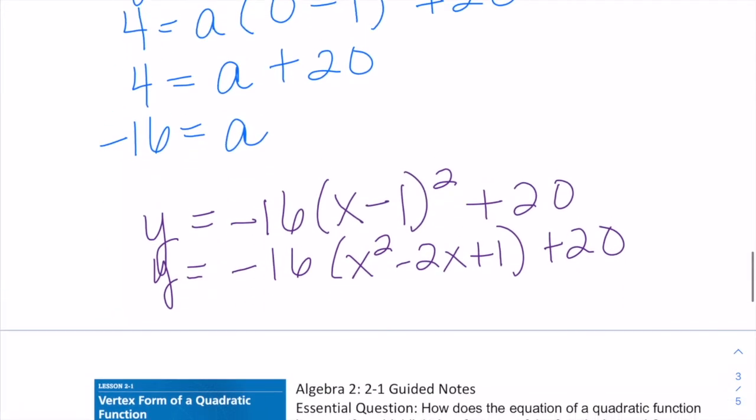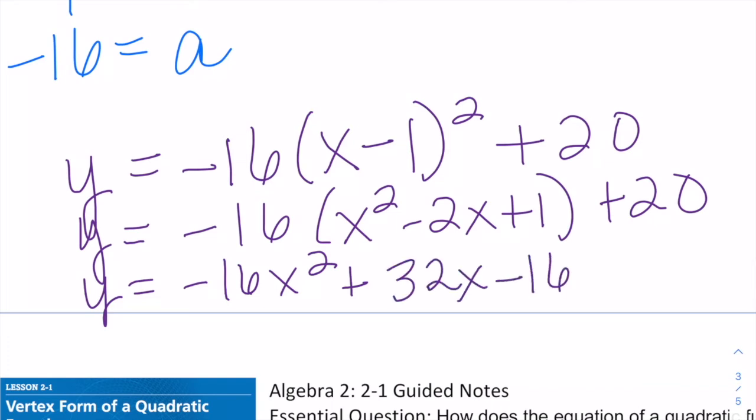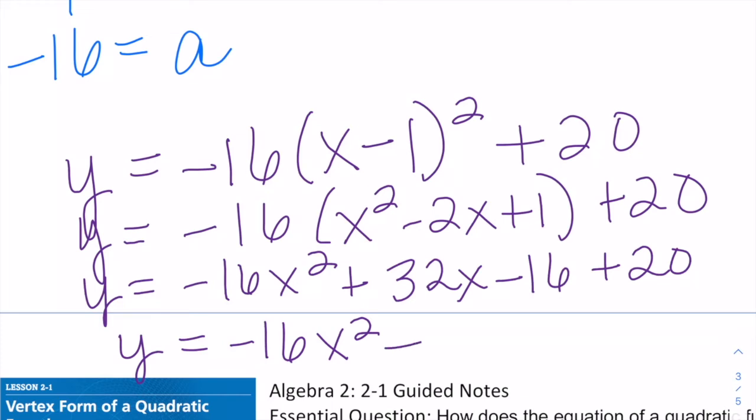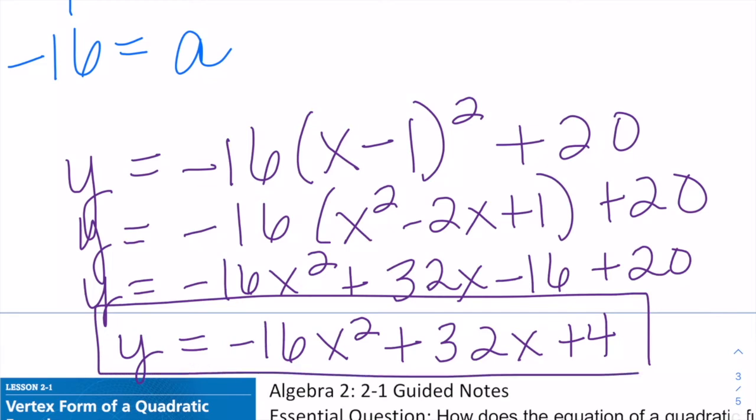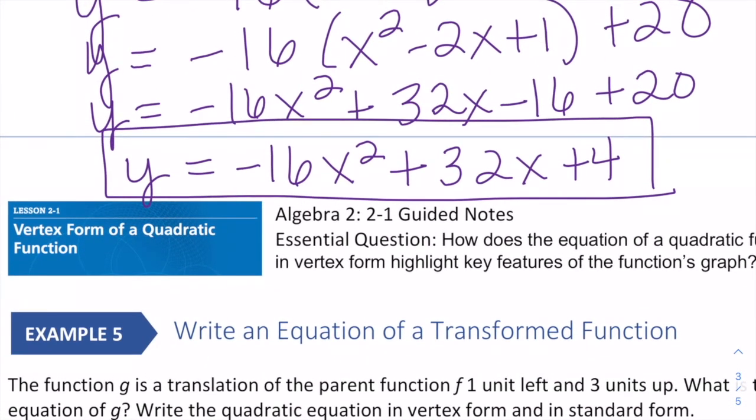I'm going to distribute the -16, so it's going to be -16x squared plus 32x minus 16, and then I can add the 20. So my final answer will be -16x squared plus 32x plus 4. So we're okay with the equation in vertex form up here. I think we're good with solving for that, or we have to solve for a. But the last step to write it in standard form, well, you're going to have to FOIL everything out and distribute that. Okay, for the next example.